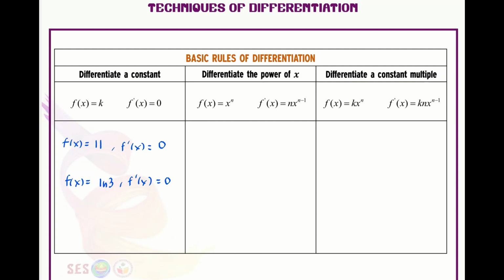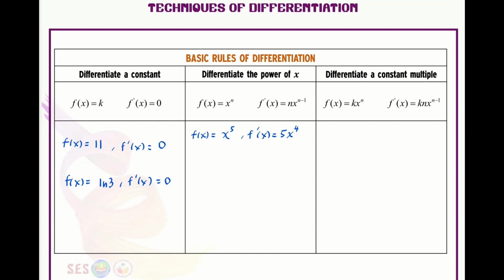Okay, so let us start with the first example. Suppose that we have f(x) equals x to the power of 5. So according to the formula, to differentiate the power of x, for f prime x, we need to bring down the power here. Copy back the x, and the power of 5 will be minus by 1, so that we should get 5x to the power of 4.